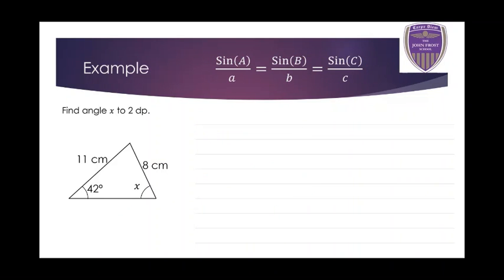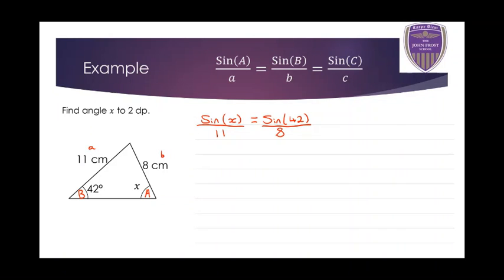So again, we've got a triangle. We're trying to find the missing angle x. First things first, I'm just going to label up this triangle. So angle A, side A, angle B, side B. Okay, I'm going to use the formula. So sine angle A was x, and side A was 11. And that's going to be equal to sine angle B, which was 42, and side B was 8.